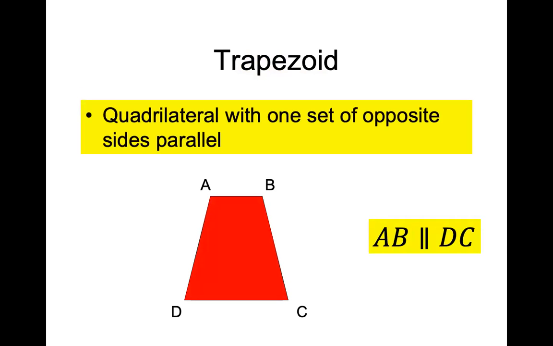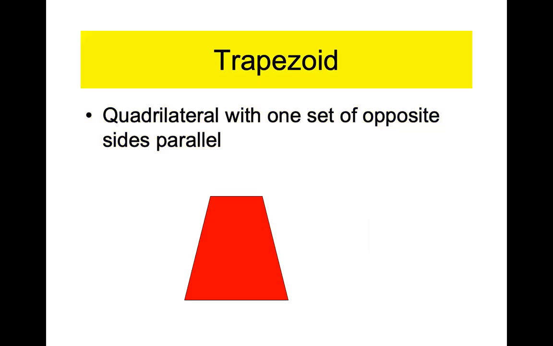So it's a quadrilateral with 1 set of opposite sides that are parallel. Well, that's not news to us. We call those 2 parallel sides the bases.